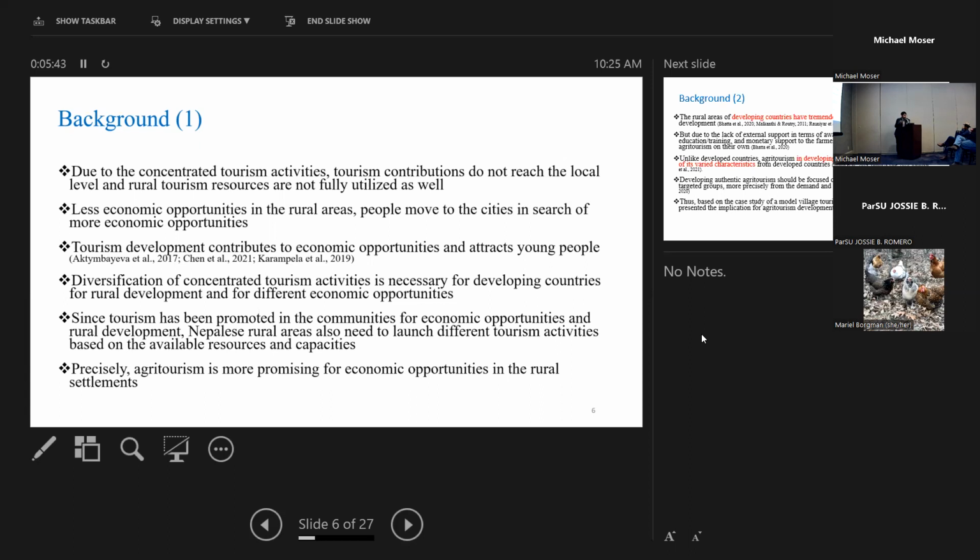Due to the less economic opportunities, especially in the rural areas, people don't want to stay there and they want to move. They move from the rural destinations. Yes, we all know that the tourism development in different destinations contributes directly to the economic opportunities for the local people, and it attracts the young people. Out of the many tourism types, agritourism promises more directly to the local people and to the farmers. We need to develop agritourism in different destinations.